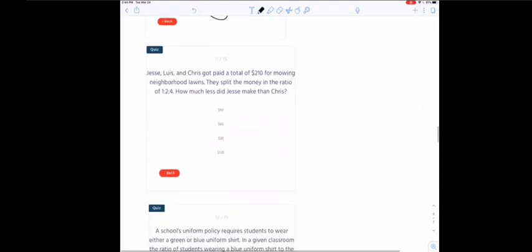I'm going to erase this to make some space for our next question. And our next question says, Jesse, Lewis, and Chris got paid a total of $210 for mowing neighborhood lawns. They split the money in the ratio of 1 to 2 to 4. So Jesse, Lewis, Chris, 1 to 2 to 4. How much less did Jesse make than Chris?